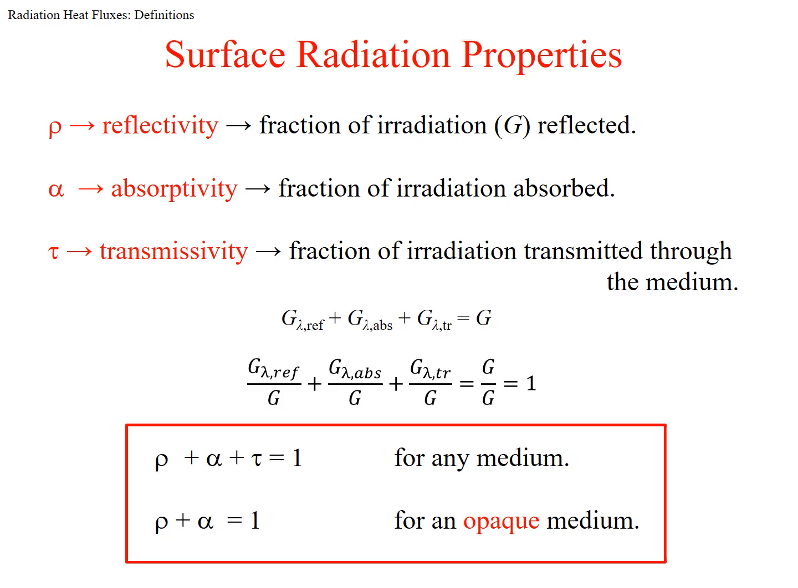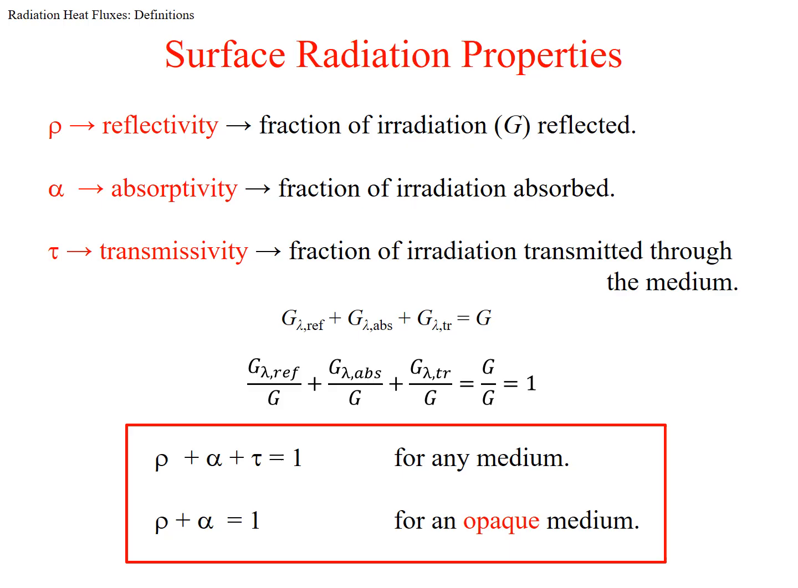Or in other words, the fraction of radiation that's reflected plus the fraction of radiation that's absorbed plus the fraction of irradiation that is transmitted is going to be equal to 1. So then I'll have rho plus alpha plus tau equal to 1. This is for any medium in general. And then for an opaque medium, we said that we can't have any of the irradiation transmitted through the surface or through the body. And in those cases, the tau is not going to be there. There's not going to be any fraction of irradiation that's going to be transmitted through the body. And in those cases, we'll have rho plus alpha equal to 1.